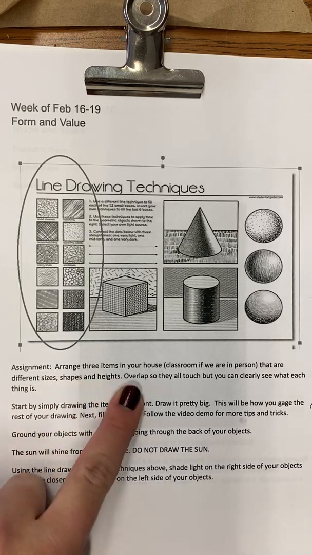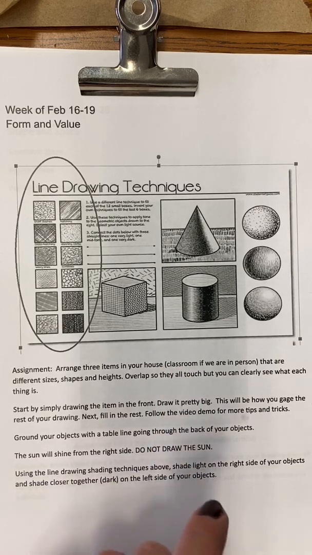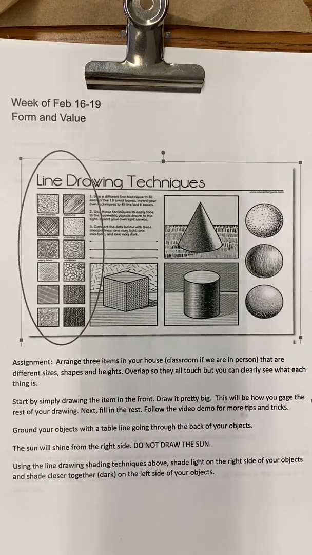So, you're going to arrange 3 items in your house. If you're in the classroom, we'll do it in the classroom. Different sizes, shapes, and heights. So, go ahead and grab like a Windex bottle, roll of paper towels, roll of toilet paper, a book. Just look around, like what is that? You have a vase, a sugar canister in the kitchen. 3 things that you could arrange on your desk.